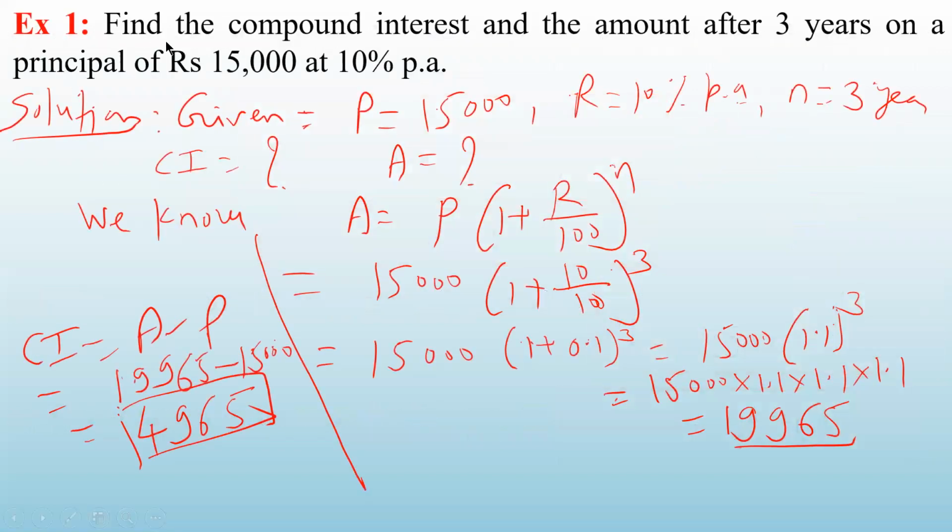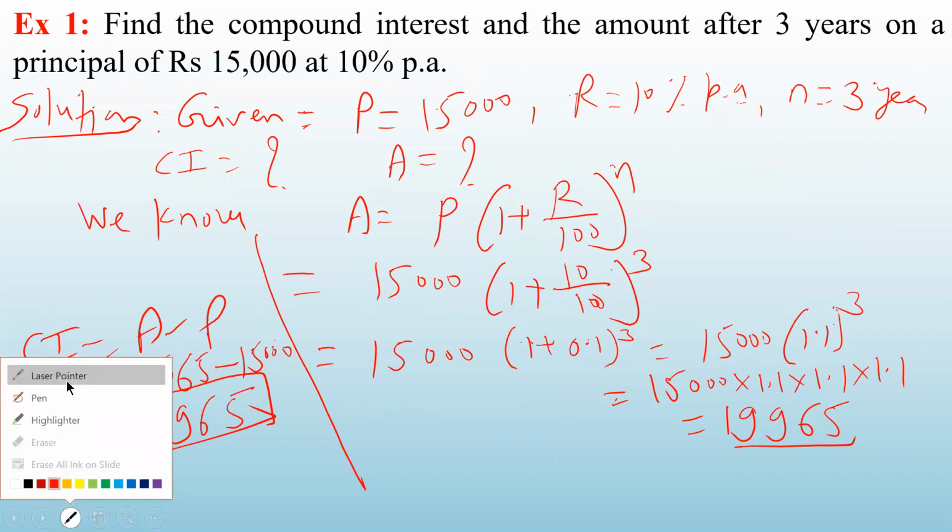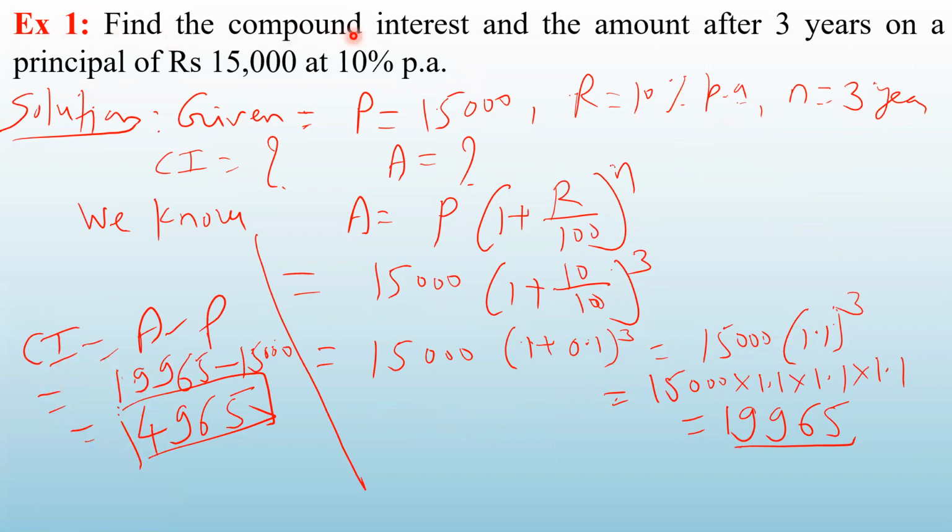Let us take the first problem. I think we have already solved this in the last lecture, but quickly we will revise it. Find the compound interest and the amount after 3 years on a principal of rupees 15,000 at 10% per annum. First of all, we will write down what is given to us and what is asked. You are asked to find the compound interest, so put a question mark here, and the amount A.